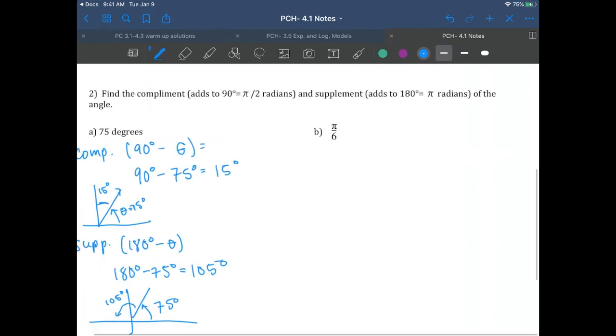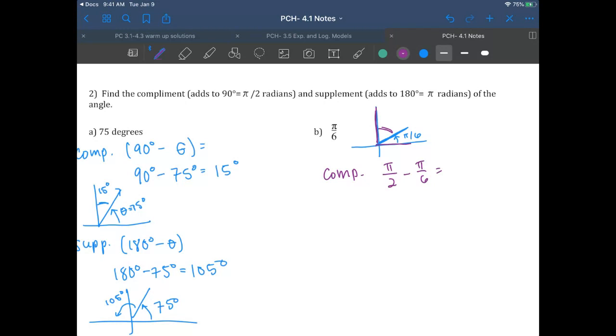Okay, pi over 6. So pi over 6 looks like a sixth of half of the circle. So to make a complementary angle, how many sixths do we need to add to get to 90 degrees? The long way is to take 90 degrees minus pi over 6, and we're going to get pi over 3. The short way is to just look at this and say, oh, there are 2 wedges missing. So that's 2 pi over 6, which reduces to pi over 3.